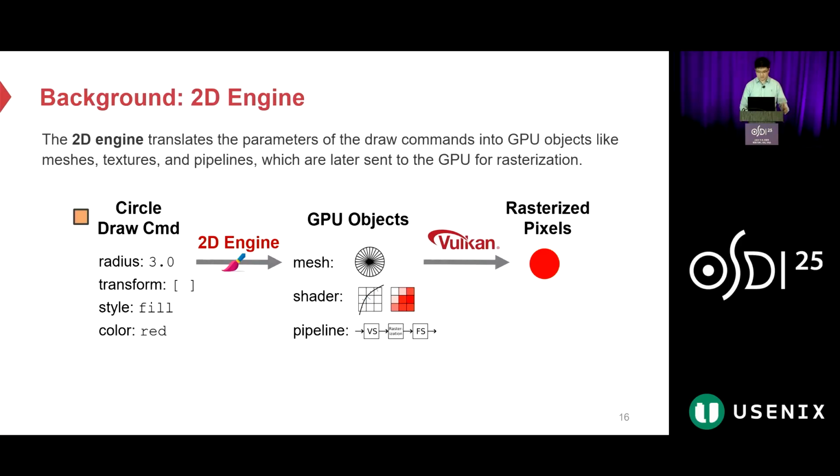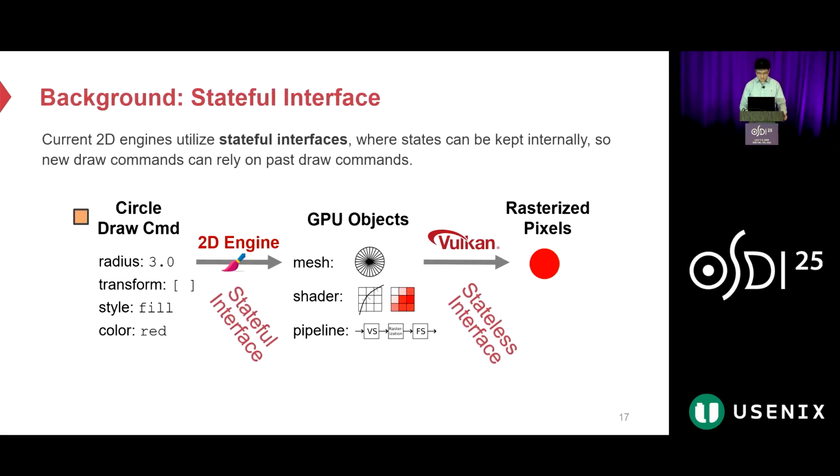As the tree is traversed, each abstract draw command is translated by the 2D engine into concrete GPU objects like meshes, shaders, and pipelines, which are later sent to the GPU for pixel rasterization. This translation is the CPU-intensive work we identified earlier. While Vulkan exposes a stateless interface for parallelization, current 2D engines utilize stateful APIs, where states are kept internally in the 2D engine, so new draw commands can rely on past draw commands.